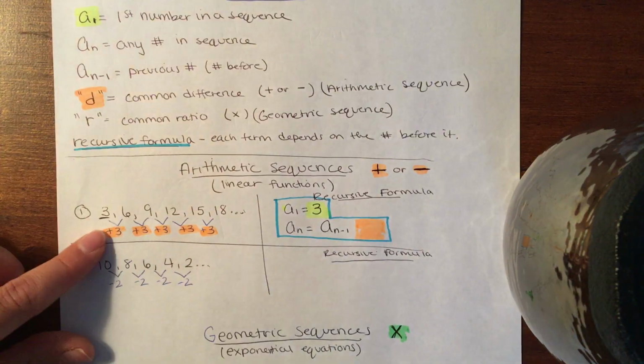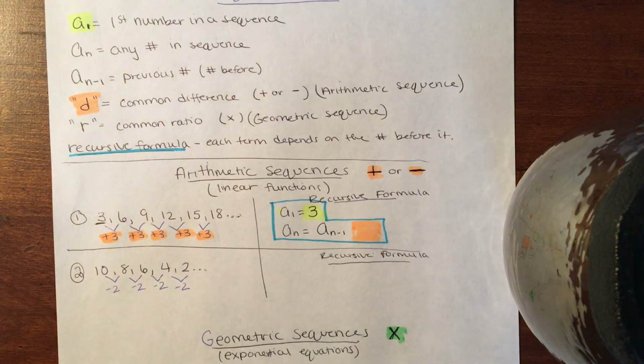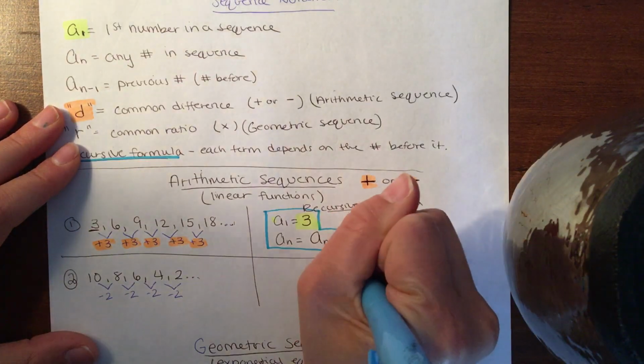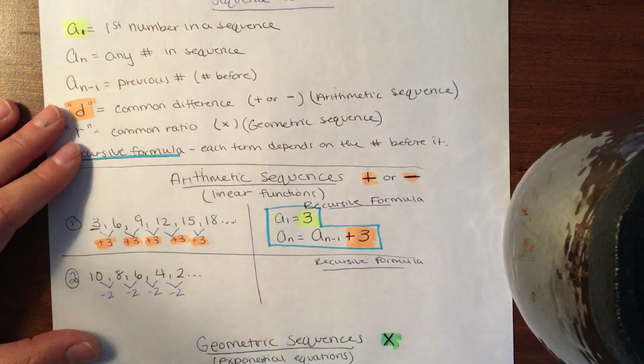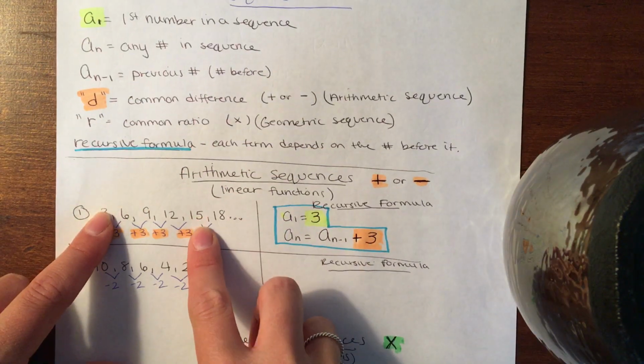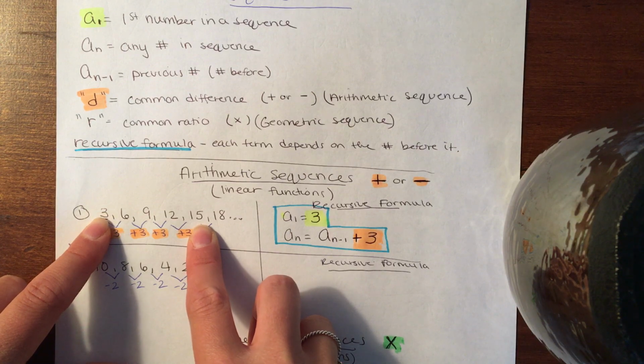Okay, it's the number you're adding or subtracting by, okay? So since I'm going up by plus 3 each time, then I'm gonna put plus 3 here. And that is how you write a recursive formula for this sequence right here, okay?